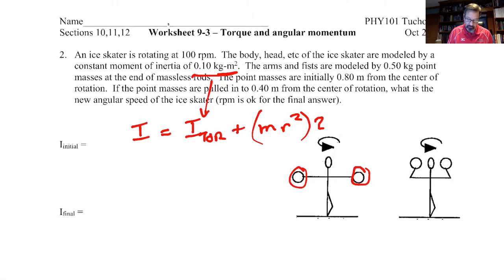Okay, and so the first thing I have you do is look at what's the initial moment of inertia with the hands outward, which I think is 0.8 meters. And then the skater moves the hands inward to 0.4 meters, 80 centimeters into 40 centimeters.